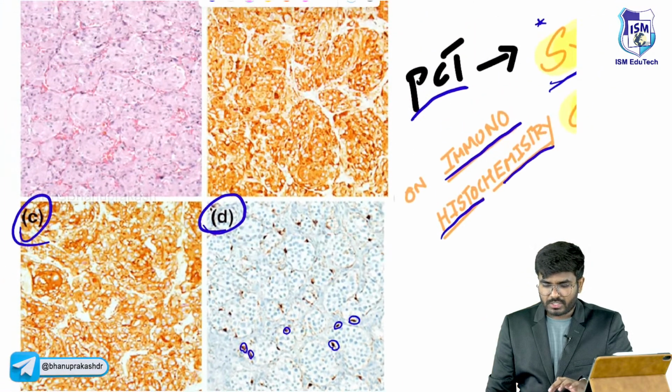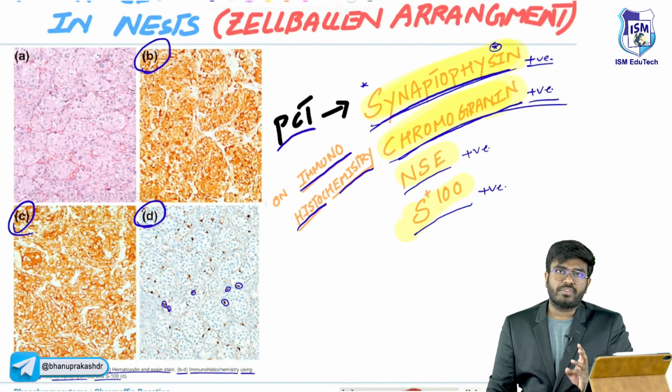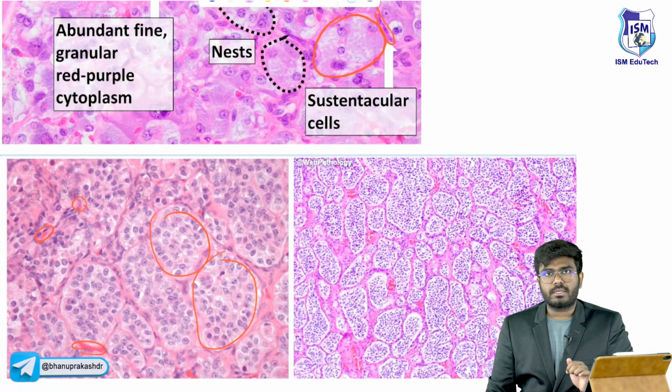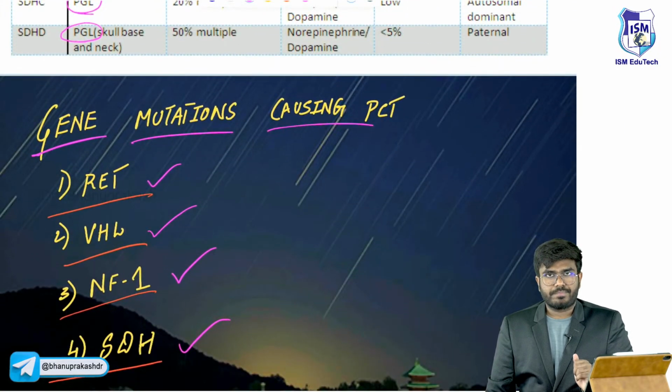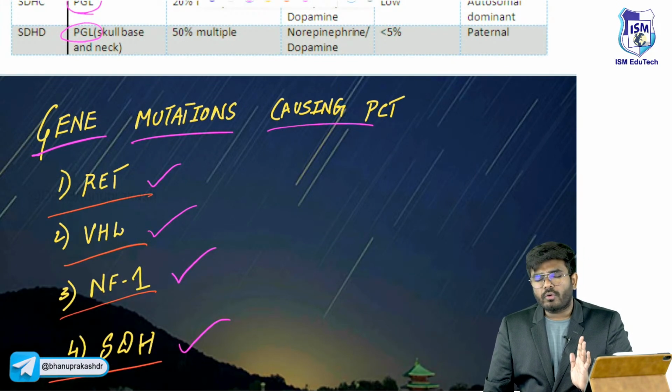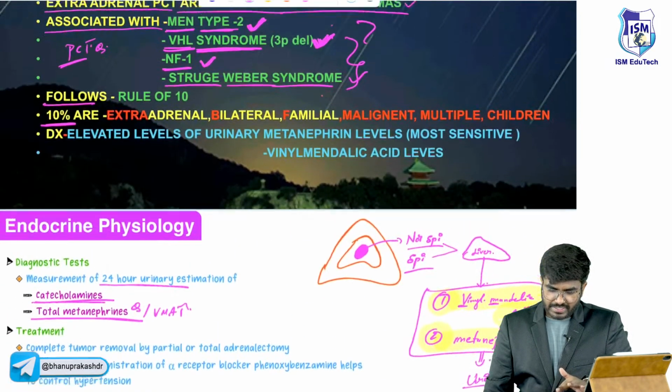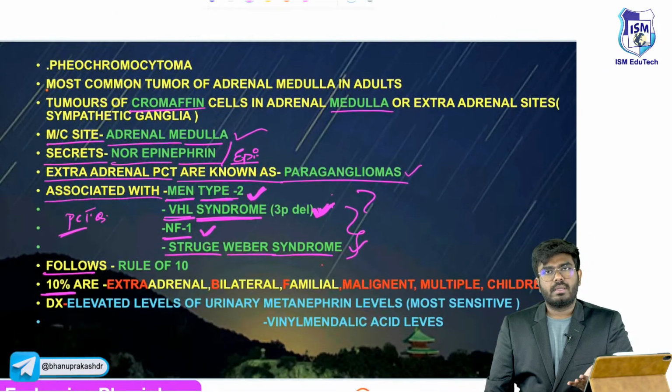Immunohistochemistry shows positivity for synaptophysin, chromogranin, non-specific esterase, and S100, with a Zellballen pattern with sustentacular cells. Gene mutations include the RET oncogene mutation, VHL gene mutation, neurofibromatosis type 1 gene mutation, as well as the SDH, succinate dehydrogenase gene mutation. It is associated with MEN type 2, von Hippel-Lindau syndrome, neurofibromatosis type 1 and Sturge-Weber syndromes.